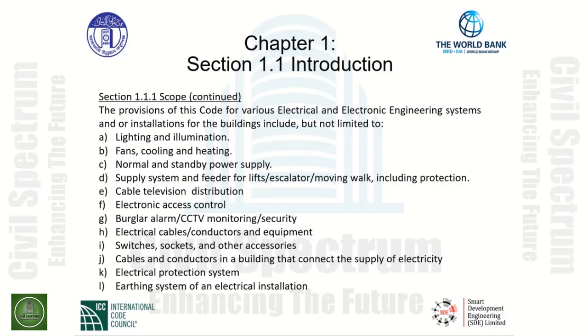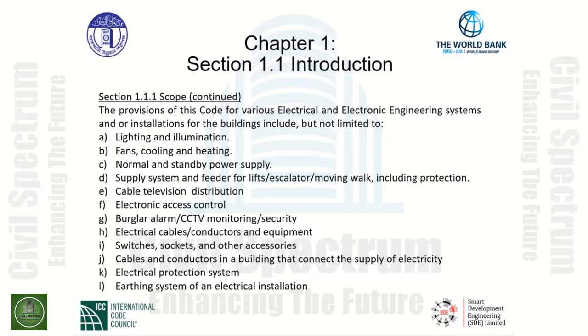Item B, fans, cooling, and heating. These are environmental conditions within the building to keep us comfortable as we live and work in our buildings around Bangladesh. Item C, normal and standby power supplies. Certain occupancies will have standby power supplies as to fortify the necessary need for electrical power within certain buildings.